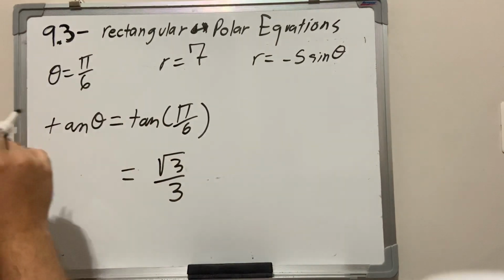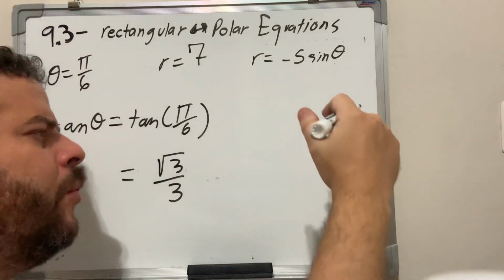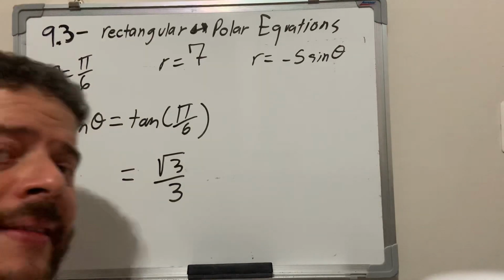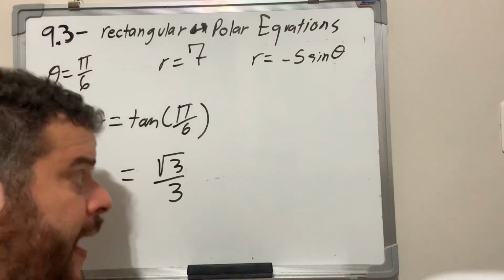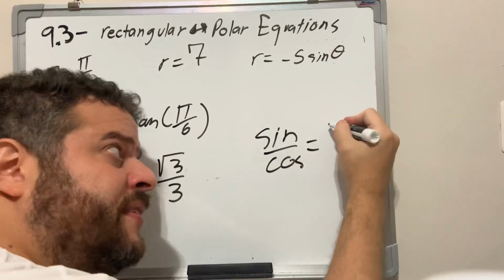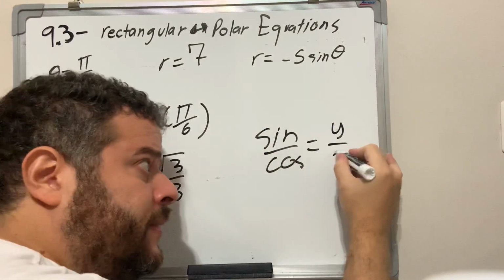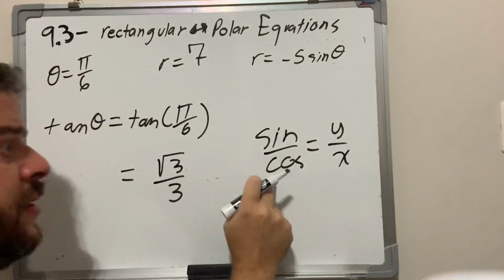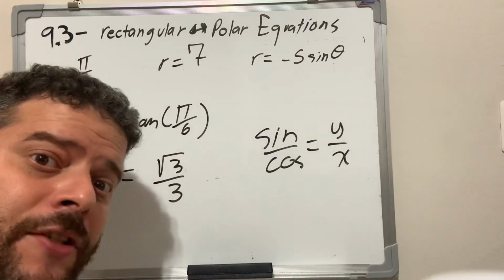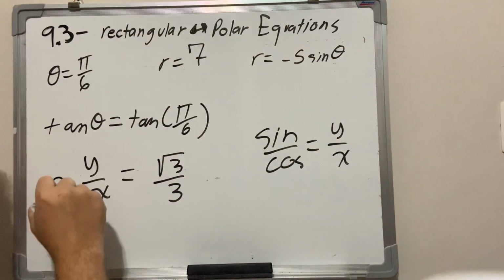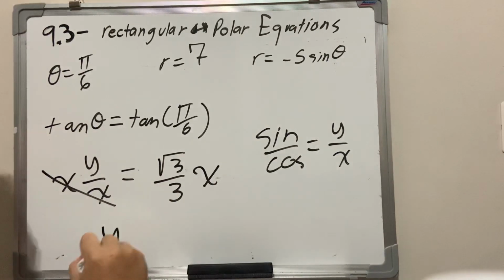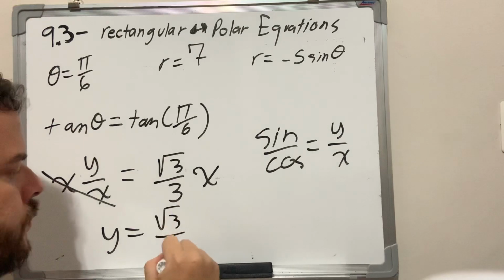And on the left-hand side, remember, I want to end up with x's and y's. So how do I express tangent as x's and y's? Remember, tangent is the same thing as sine over cosine. Sine is the same thing as y. Cosine is the same thing as x. So tangent becomes y over x. All that is left to do is isolate my x. I multiply this side by x, multiply this side by x, and I end up with this.